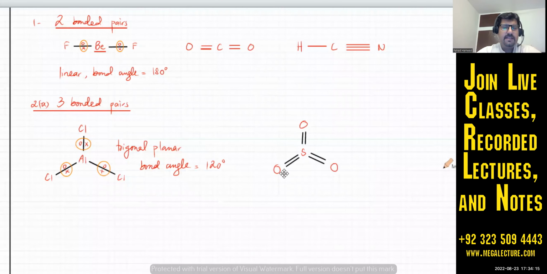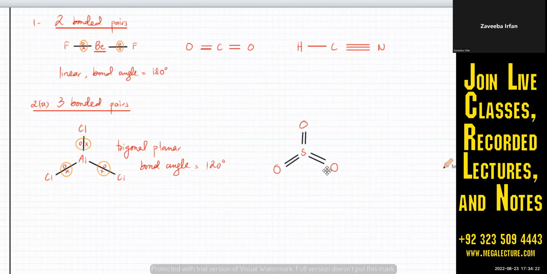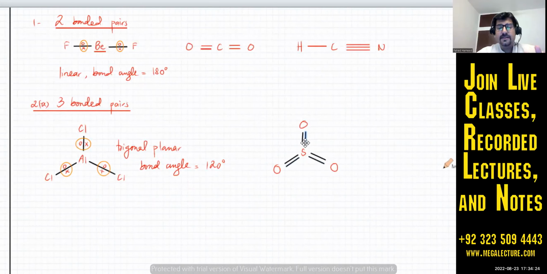Aluminium chloride, or sulfur trioxide, be clear on this one: you've got a bunch of electrons here, here, and here. So that's three pairs or three groups of electrons, and they will be as far away from each other as possible. How do I know that there is no lone pair?